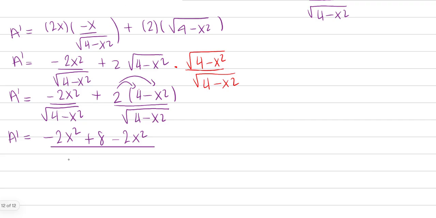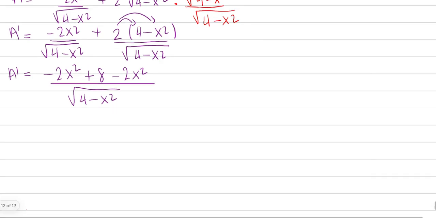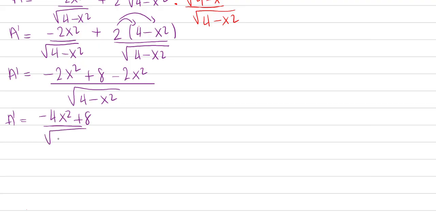So I have my radical 4 minus x squared. Now my final answer is going to be, I'm just going to simplify this. So I'm going to get A prime is equal to negative 4x squared plus 8 all over radical 4 minus x squared. So yes, this is going to be my A prime.